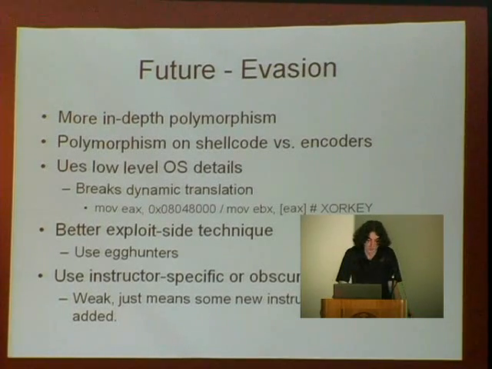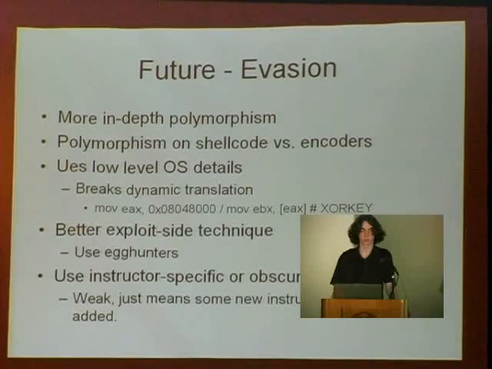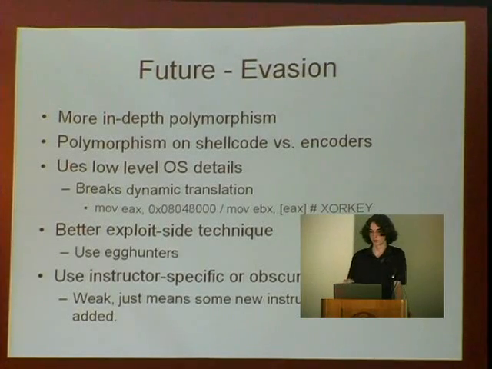So what can you do other than actually do polymorphism correctly to evade IDS? You can use low-level OS details to break dynamic translation. Like I said earlier, dynamic translation just understands basic assembler. So if you're running an IDS with a scoring system, that dynamic translator will understand: oh, okay, it just moved a key into some register and it's XORing with that key. So what you can do is use OS-specific details to bypass dynamic translators. Dynamic translators don't know anything about the memory space layout of Windows or Linux.